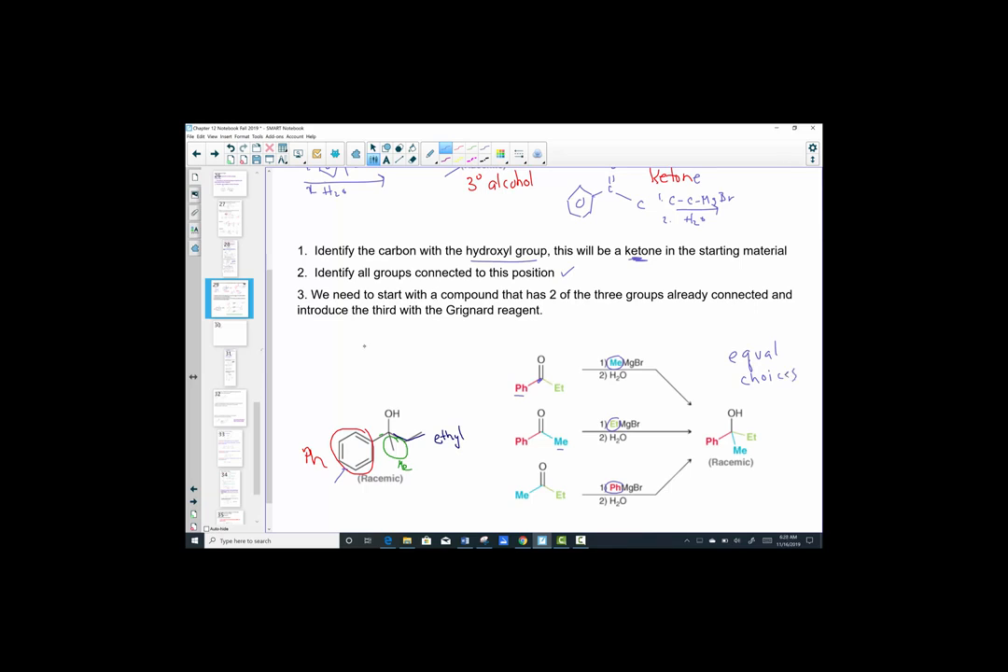When I have a tertiary alcohol, which was what our target was, we wanted to make this tertiary alcohol, you have 3 different ways to get there. Starting with a ketone that has 2 of the 3 components, introduce the 3rd via the Grignard reagent. It's a very flexible reagent.